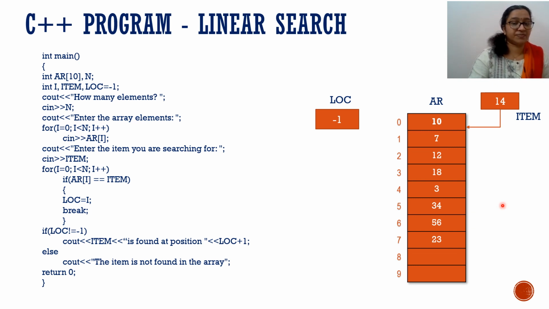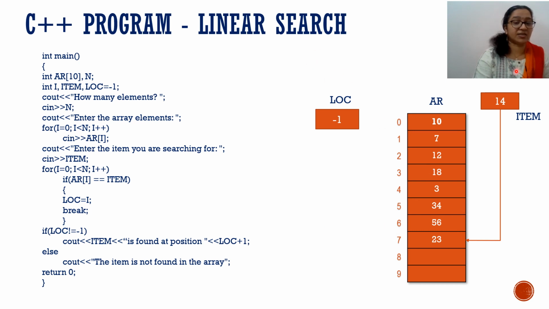So 10, is it equal to 14? No. Is it equal to 14? No. Is it equal to 14? No. Is 18 equal to 14? No. Is 3 equal to 14? No. Is 34 equal to 14? No. Is 56 equal to 14? Sorry, is 23 equal to 14? No. Now see, i less than n. So we reached the end of the elements. Now also location is minus 1 itself.